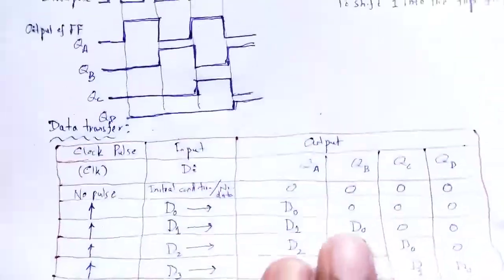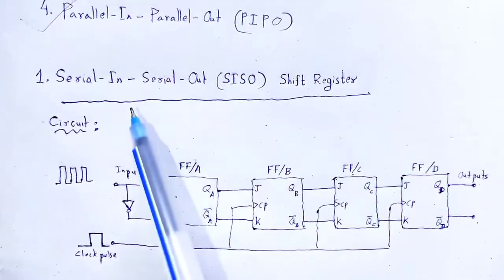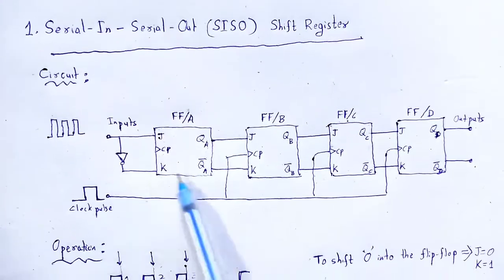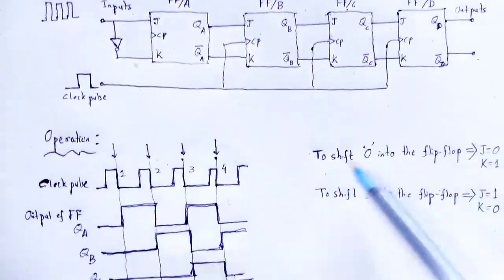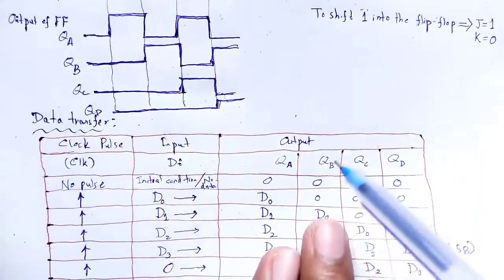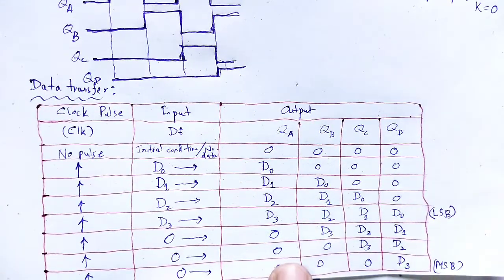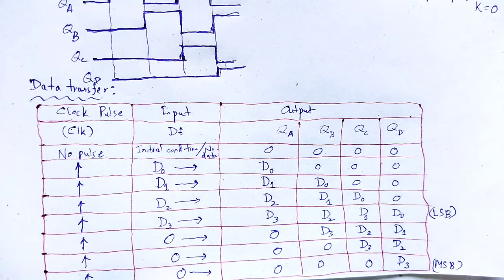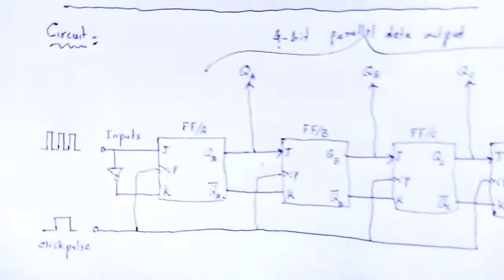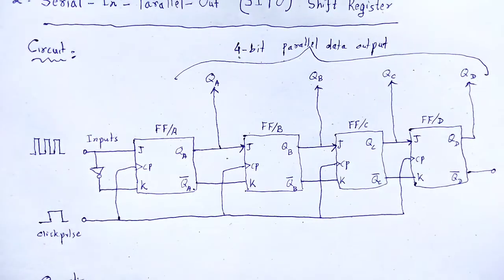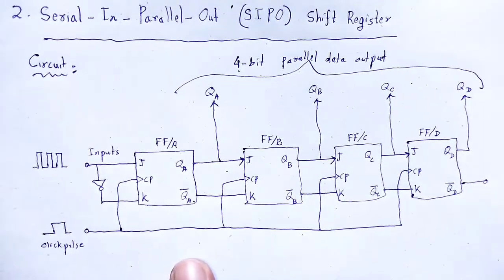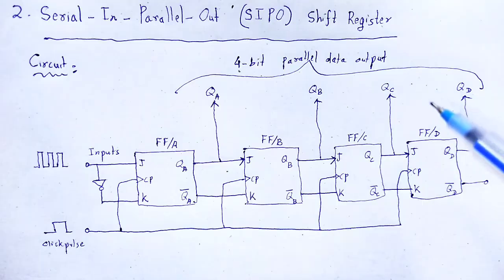This is the first kind of shift register, that is serial in, serial out. Its operation and data transfer clarify what the operations are in that kind of shift register. Next, serial in, parallel out shift register.